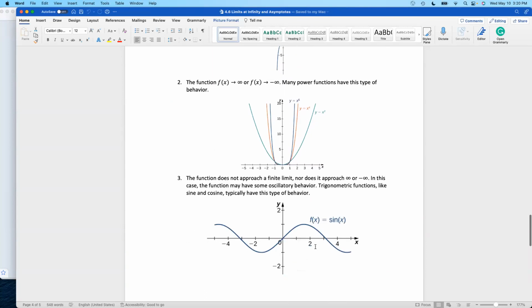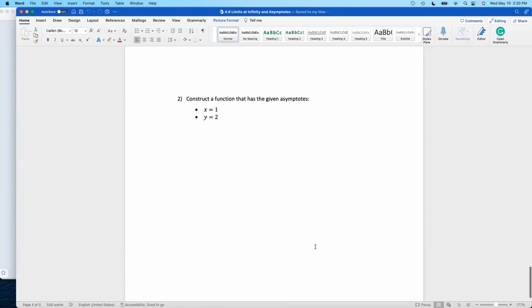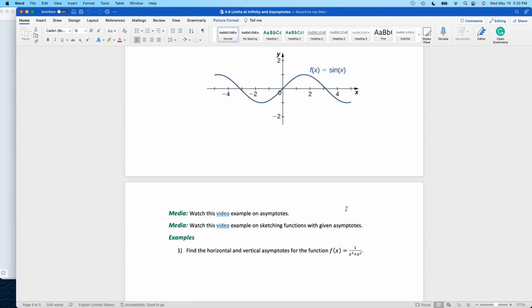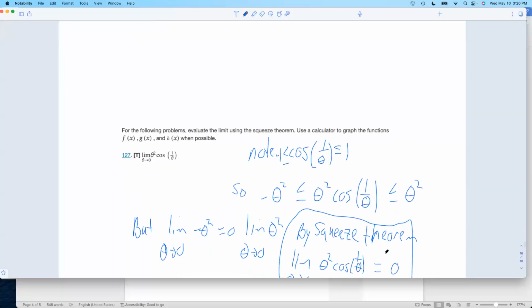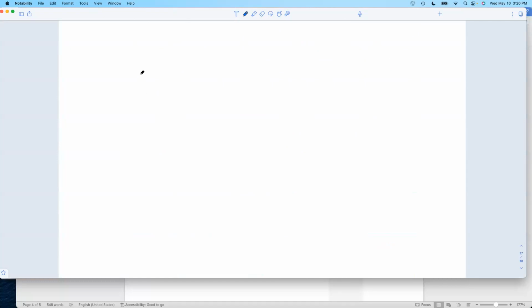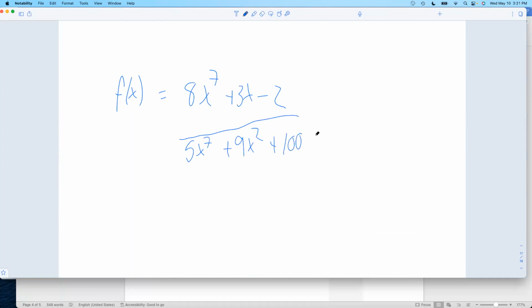And then, this is all stuff you should remember. Anytime you have a rational function, maybe something like 8x to the 7th plus 3x minus 2 over 5x to the 7th plus 9x squared plus 100,000. And I want the limit as x approaches infinity of f of x. I'm asking for the horizontal asymptote. I'm asking for the end behavior.